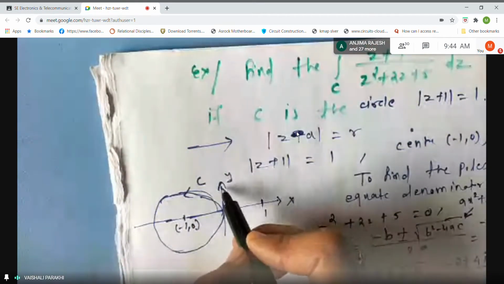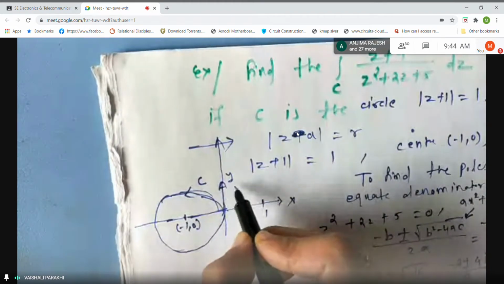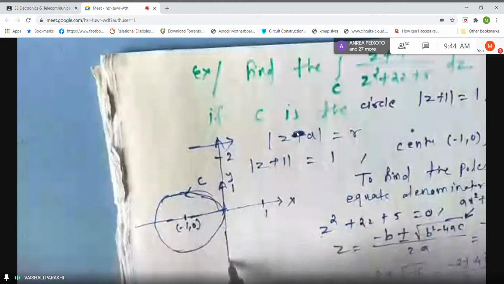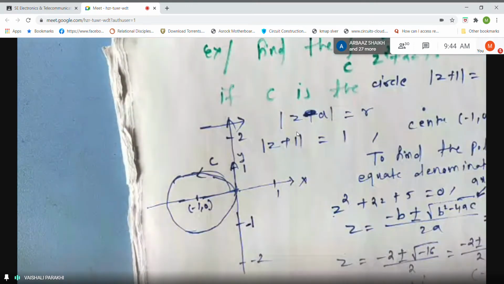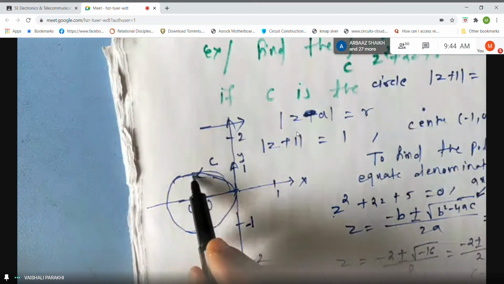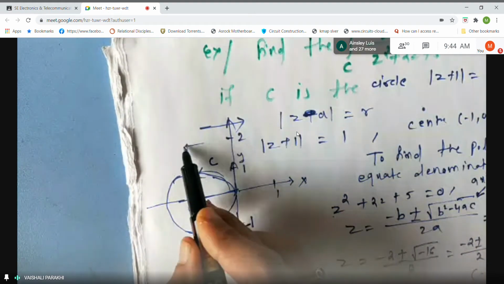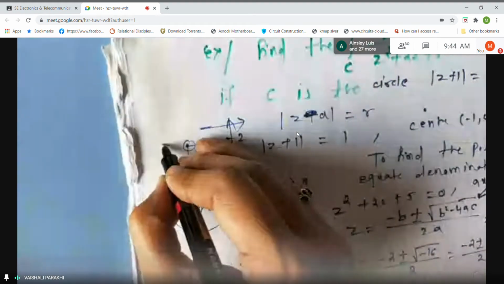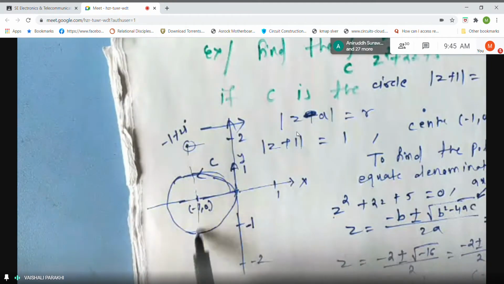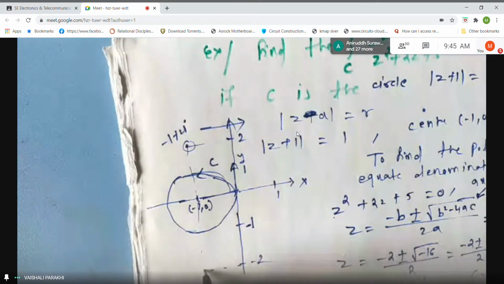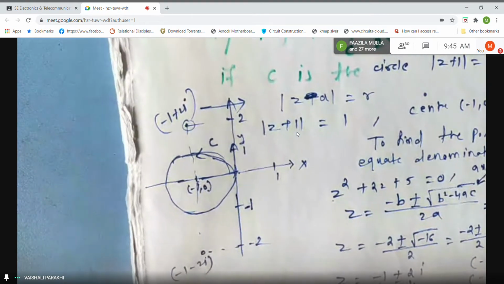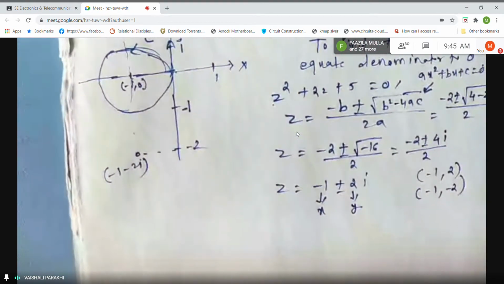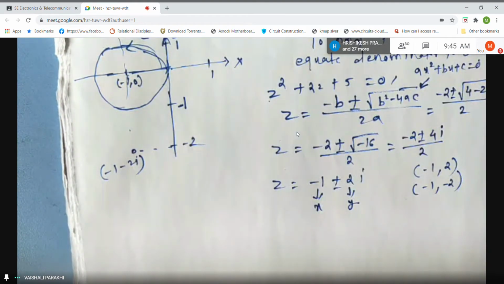So see, where are these points on our curve? This is minus 1, no? Suppose this is 1, this is 2, right? Down also, suppose this is minus 1 and this is minus 2. So the point is (minus 1, 2). If I drop the perpendicular from here, this will be the point what? Minus 1 plus 2i. And again minus 1 minus 2i will be somewhere here. This is minus 1 minus 2i. Okay? Any doubt, students? How to plot these points?